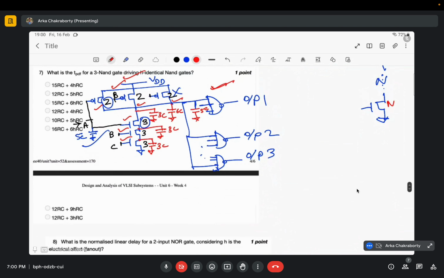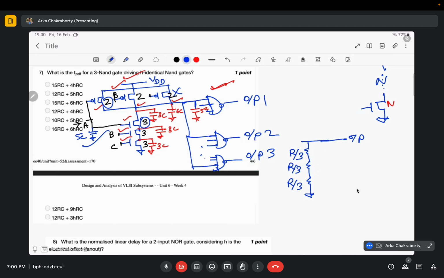Okay. So now for the falling edge, let me consider the pull down network separately. So what would be my pull down network? It would be simply this, and this is my output. What would be the resistances? There are 3 NMOSes. What would be each resistance? As W equal to 3, each resistance would be R by 3. Be careful while doing this.